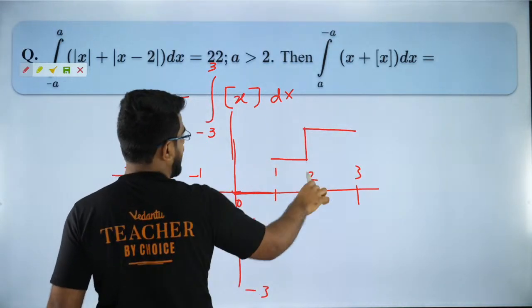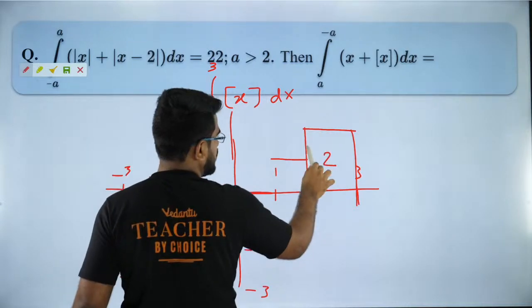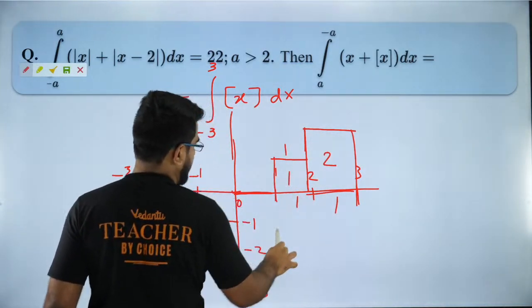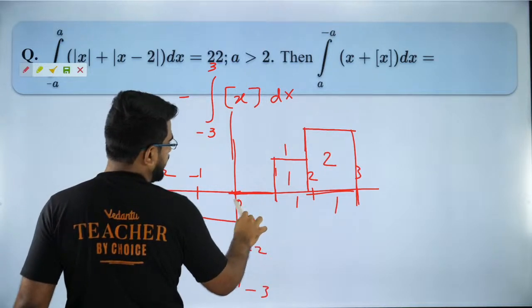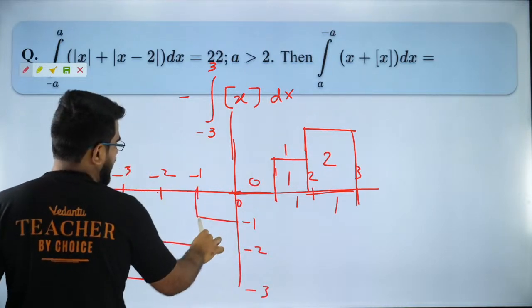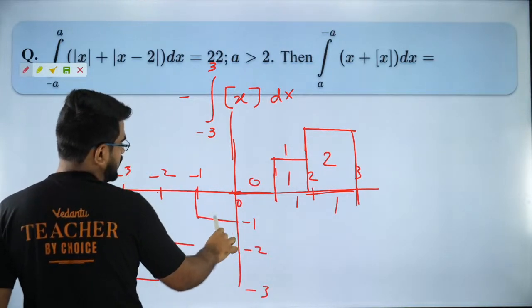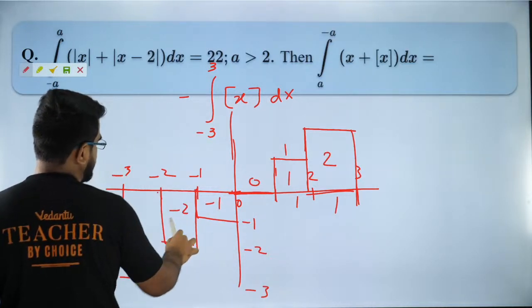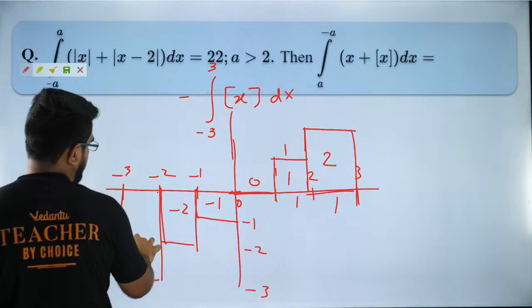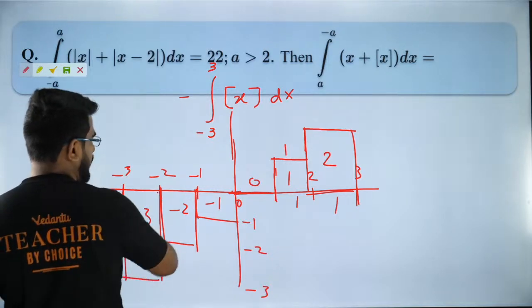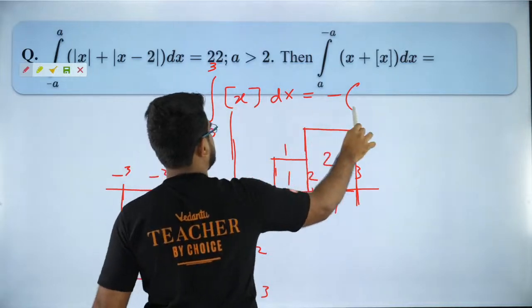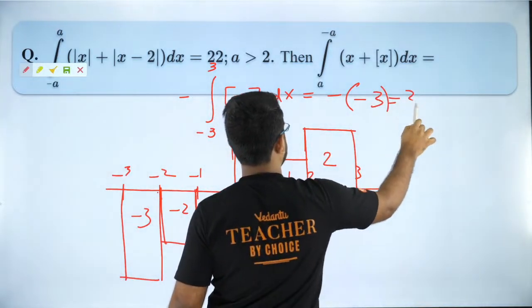Okay, so this area is 2 because height is 2, breadth is 1. Height is 1, breadth is 1, so area is 1. Height is 0, breadth is 1, so area is 0. Height is minus 1, breadth is 1, so minus 1. Height is minus 2, breadth is 1, so area is minus 2. Height is minus 3, breadth is 1, so area is minus 3. So when I add all of it up, I will get minus 3. So the answer is minus 3.